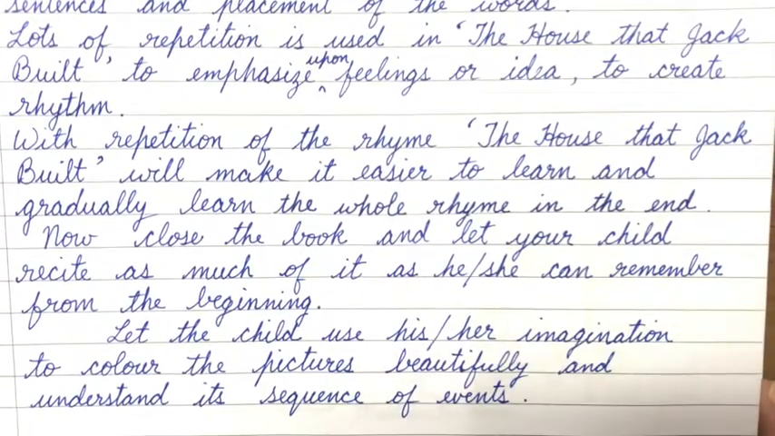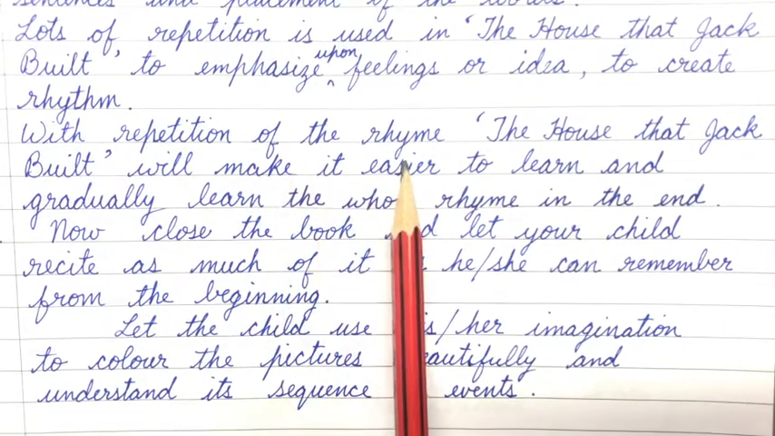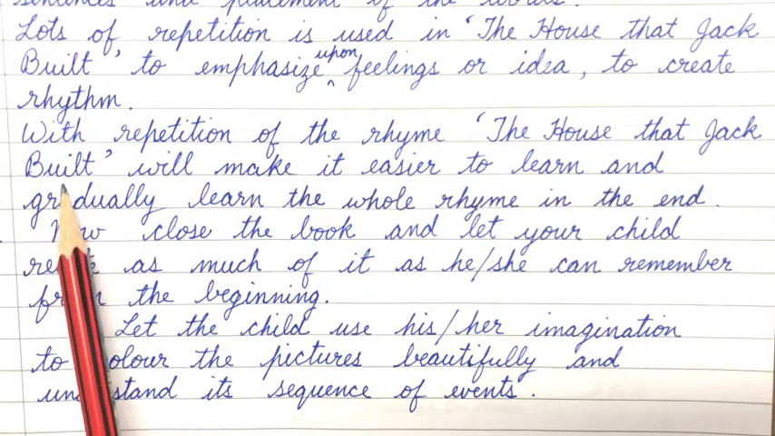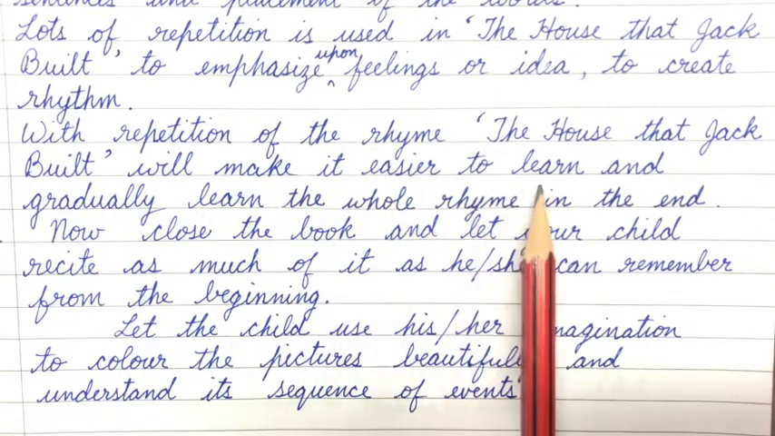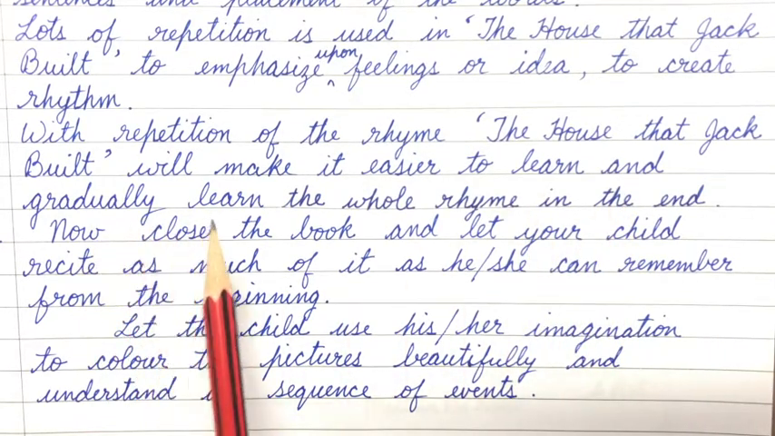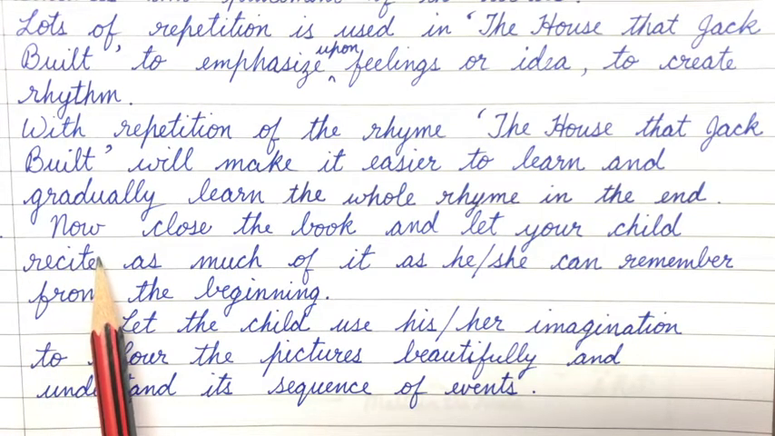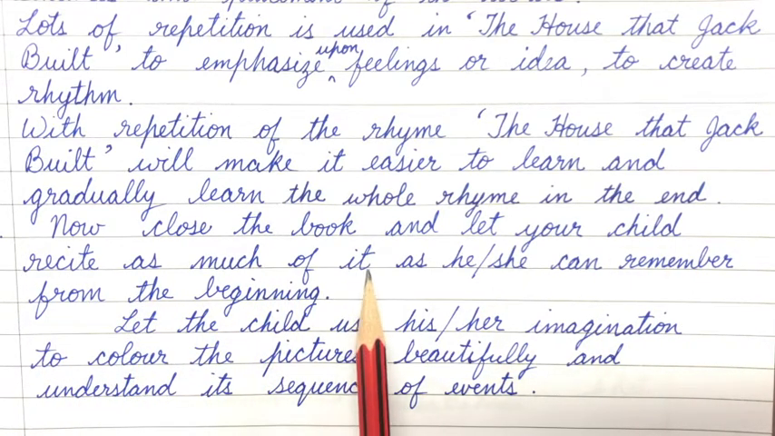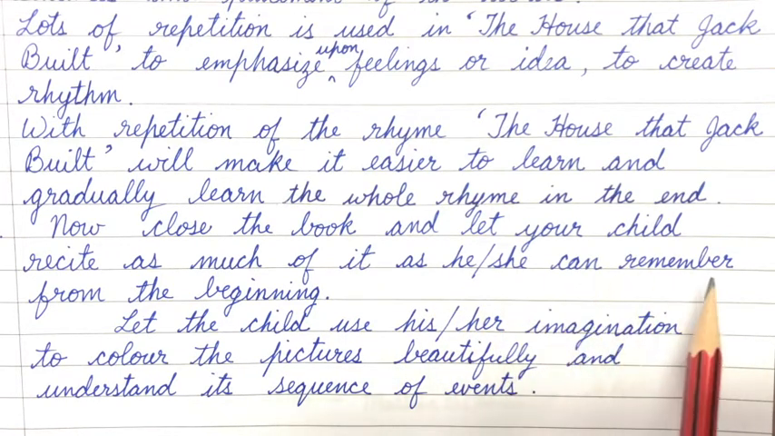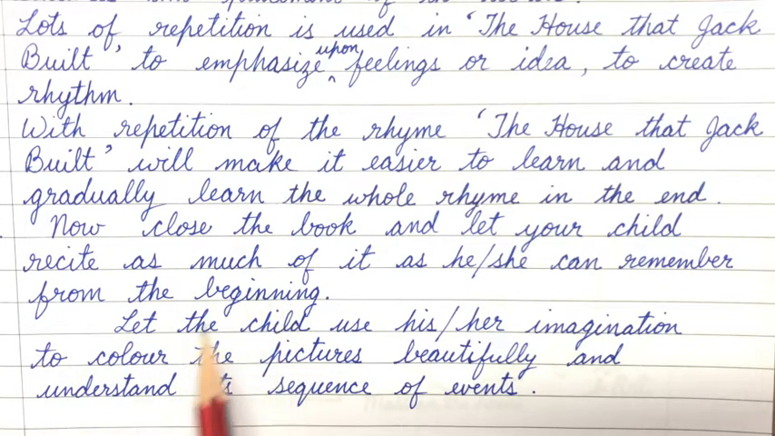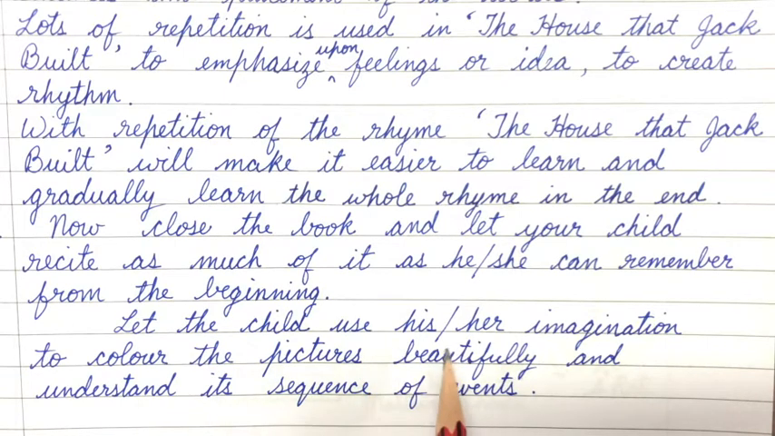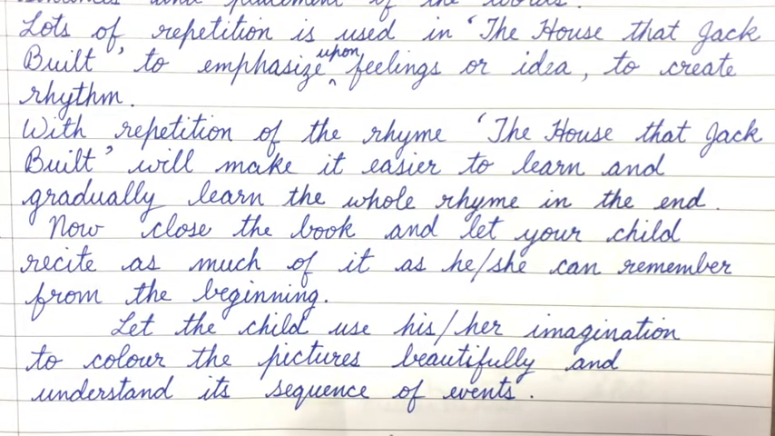Number 4. With repetition of the rhyme, The House That Jack Built will be easier to learn, and the child will gradually learn the whole rhyme in the end. Number 5. Now close the book and let your child recite as much of it as he or she can remember from the beginning. Let the child use his or her imagination to color the pictures beautifully and understand its sequence of events.